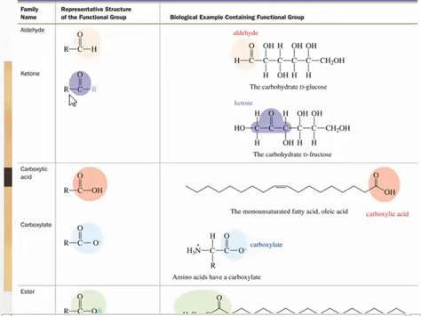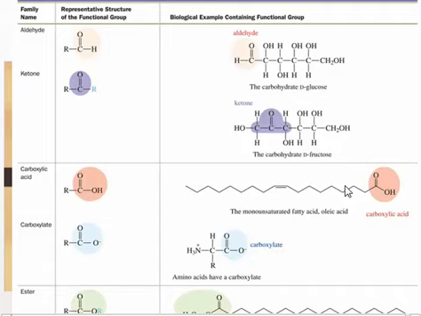The ketone functional group is a carbonyl carbon that is bonded to 2 other carbon atoms. That means that the carbonyl group in a ketone is never at the end of a chain, and D-fructose has a ketone functionality. We've already seen carboxylic acids, which have a hydroxyl group bonded to the carbonyl carbon.